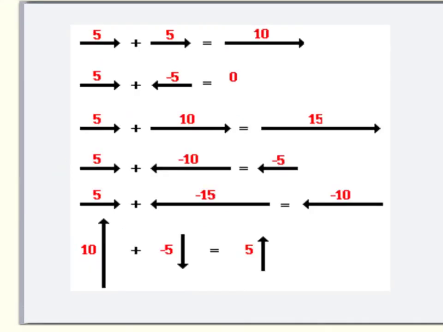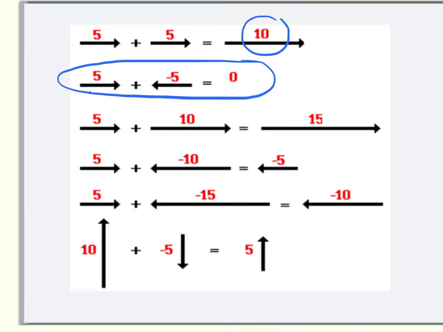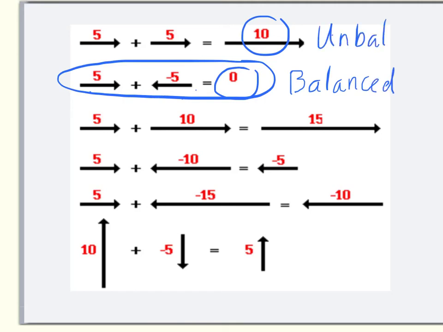Some more examples of forces. Sometimes they're represented by an arrow, and this is really simple. So 5 newtons acting to the right and 5 newtons acting to the right, the net force is 10. If these are equal forces but in opposite directions, well, the net force is 0, so it's balanced. Whereas this is unbalanced. And this is balanced. And this would be unbalanced, and the rest of them are unbalanced as well. So these are just examples of how we would calculate net force and whether they're balanced or unbalanced.